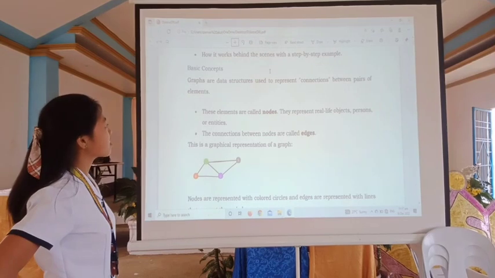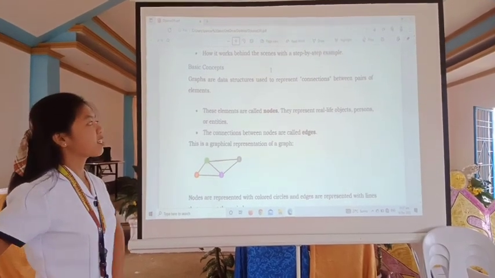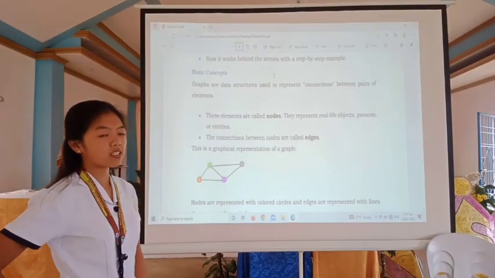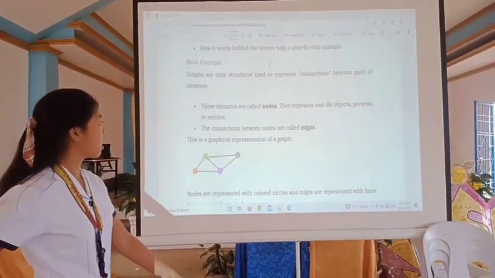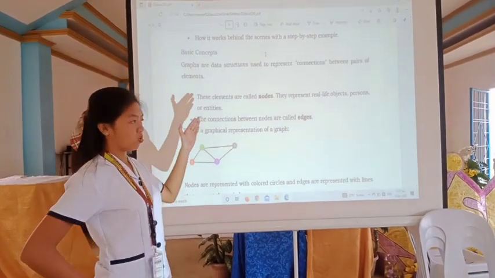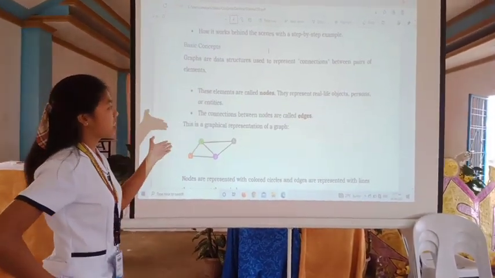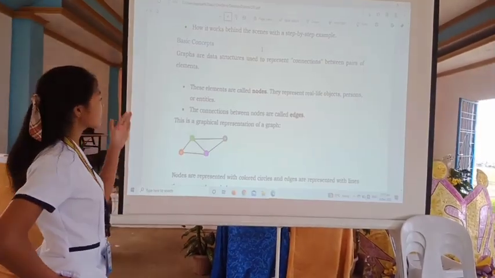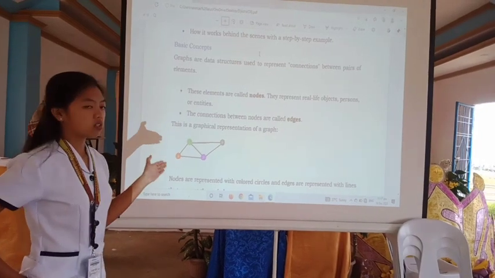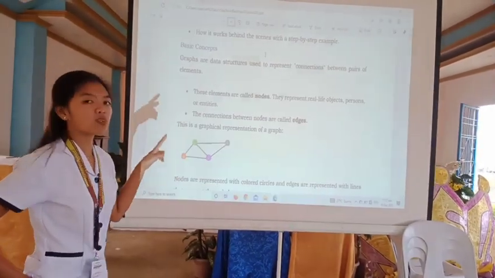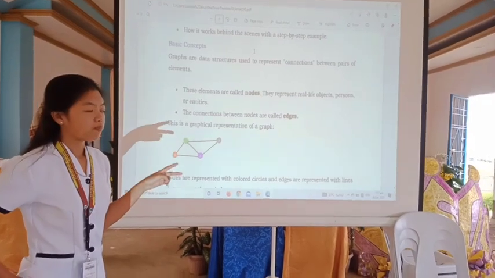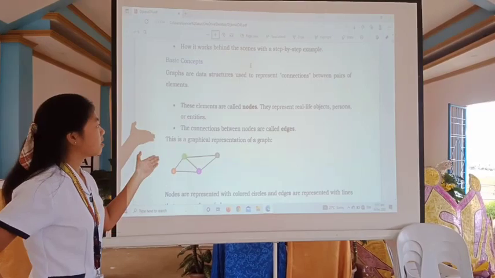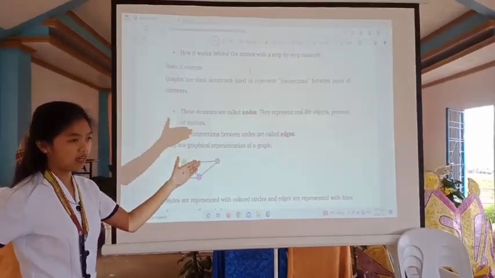Graphs are data structures used to represent connections between pairs of elements. It is used to represent the different connections of elements. These elements are called nodes. They represent real-life objects, persons, or entities. The connections between nodes are called the edges. The two terms that we need to remember: the nodes and the edges. The elements are the nodes and the connections are called the edges.